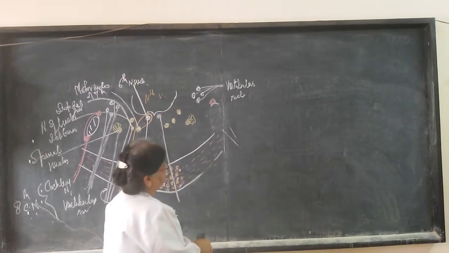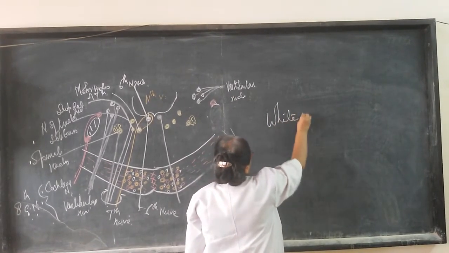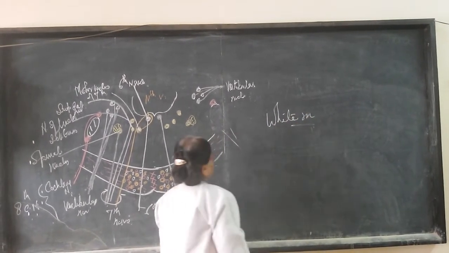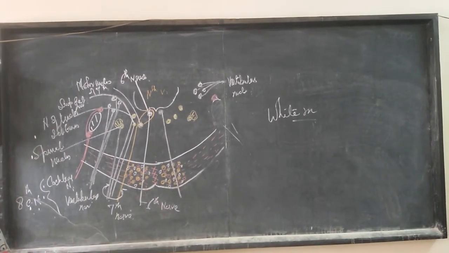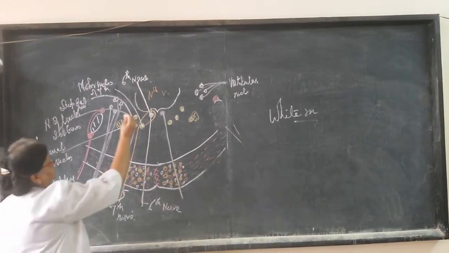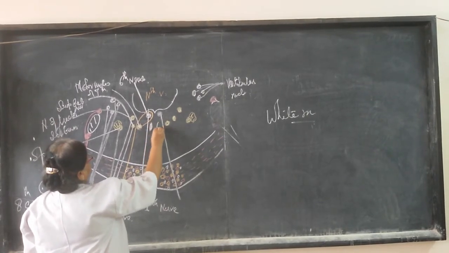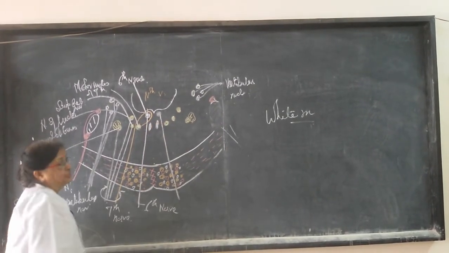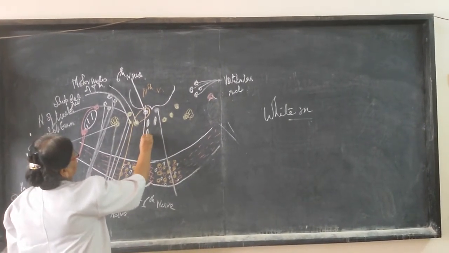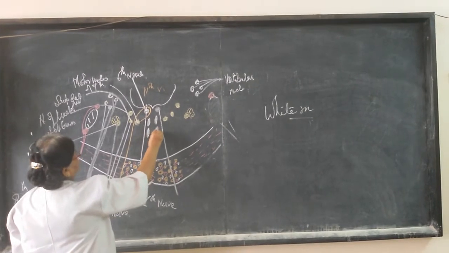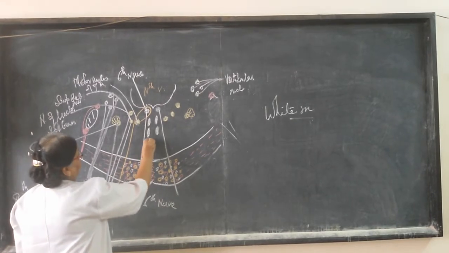The white matter contains bundles of fibers on both sides of the median plane. This is the medial longitudinal fasciculus. Then there is the tectospinal tract. This is the rubrospinal tract.